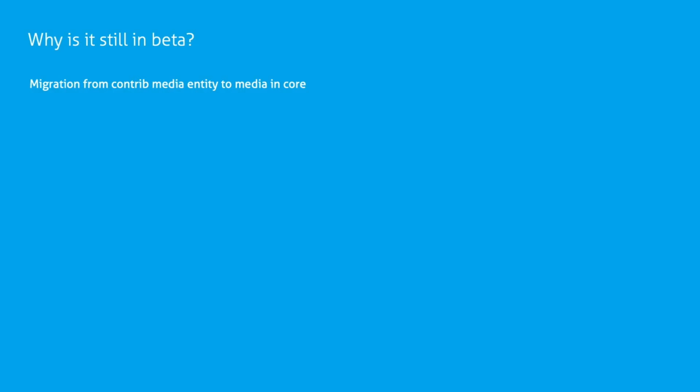Why is it still in beta? Well, migration. The switch from Contrib media to core media needs a kind of migration that has to be done manually. So it cannot be updated automatically, and in so far, breaking changes are applied here. So as soon as it is not possible to just update Thunder and be happy with it, we have to do a major release. And this is the case for switching from Contrib media entity to media in core.